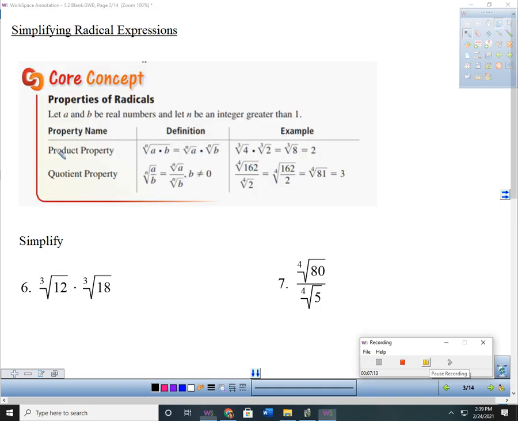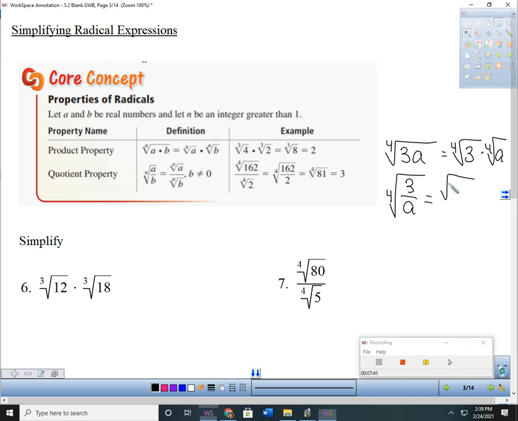All right, so we have the product property, which we already know about that as well. Let's say that I'm taking the fourth root of 3a. I could separate that into two roots, right? I could do the fourth root of 3 times the fourth root of a. We have done those when we split square roots, right? And same thing with taking a root of a fraction. Let's say I did 3 over a. I would split that into the fourth root of 3 over the fourth root of a. All right? So we have simplified square roots, and now we're going to simplify larger roots, okay?